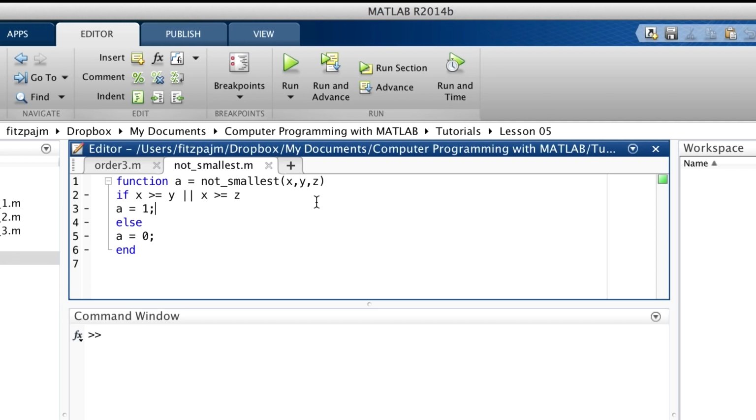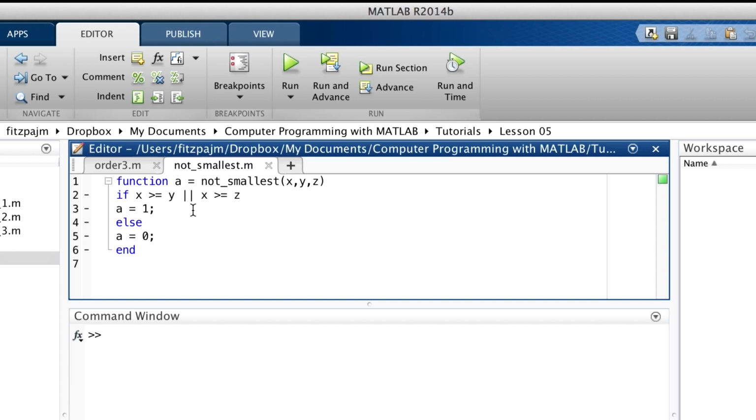To do this, it uses an if-else statement whose condition uses the OR operator, which is symbolized by this double vertical bar here. As you may remember from the truth table, the OR operator returns false only if both its operands are false. To put that another way, it returns true if and only if one or both of its operands are true.